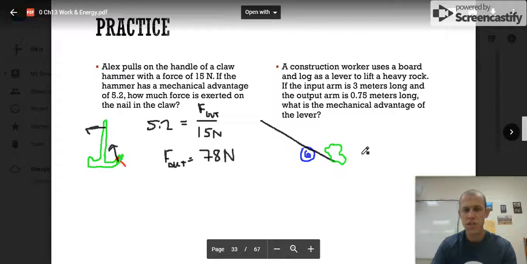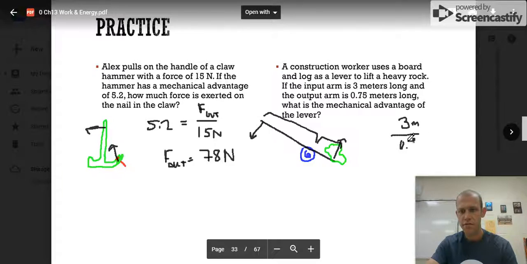All right, I have my picture. Looks like a first class lever. The input I am going to be applying right here. That length from here to the fulcrum is 3 meters. So 3. And we're going to divide that by the output length, which is right here, which will apply a force this way. That will be 0.75 meters.